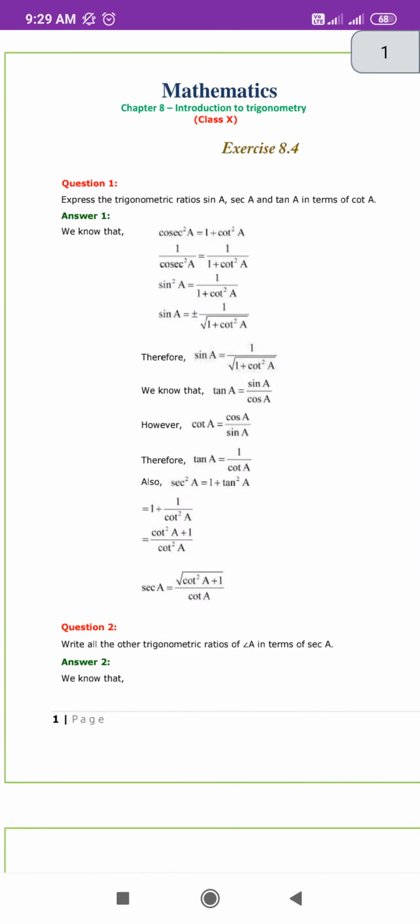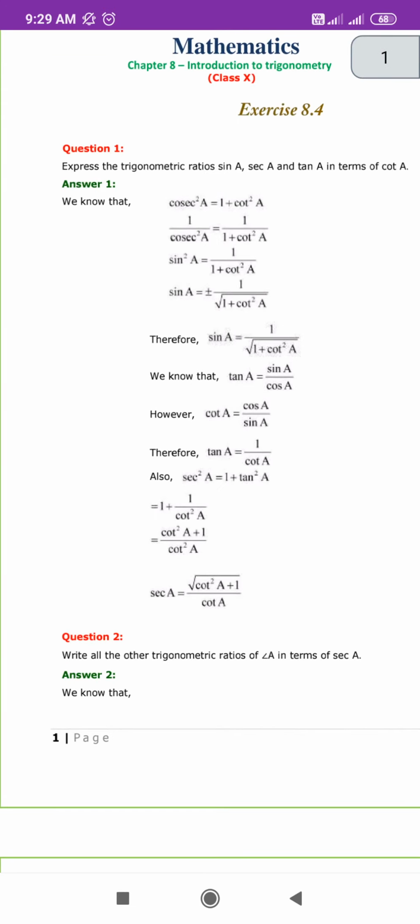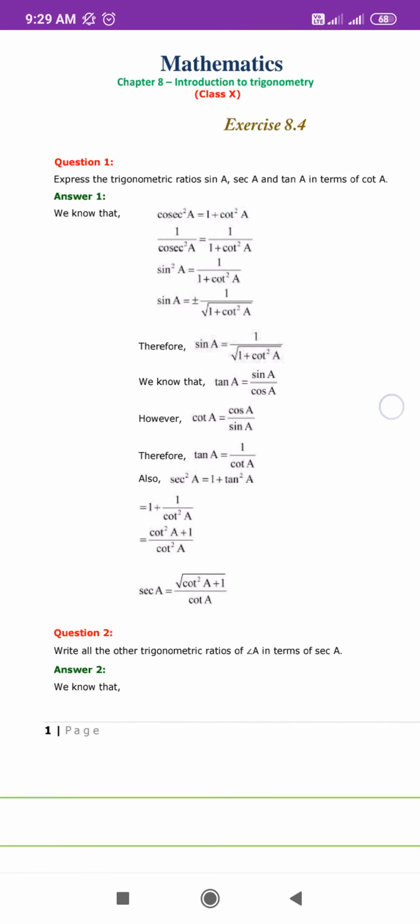I told you the methods for solving exercise 8.4 in the previous classes also. I told you the three trigonometric identities. The first one is sin square theta plus cos square theta is equal to 1. The second, you can see in your books or in my previous classes, is 1 plus tan square theta is equal to sec square theta, and 1 plus cot square theta is equal to cosec square theta. These are the three trigonometric identities which we use along with trigonometry.